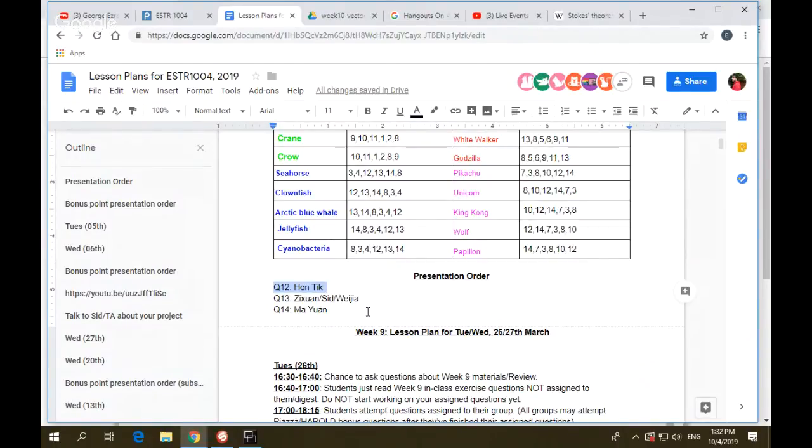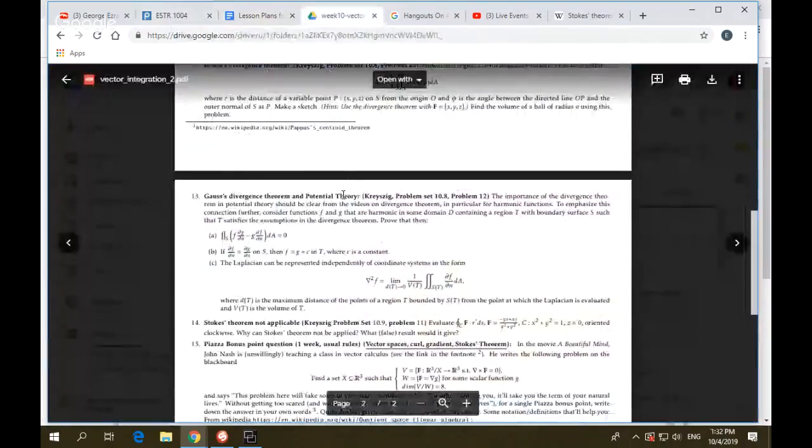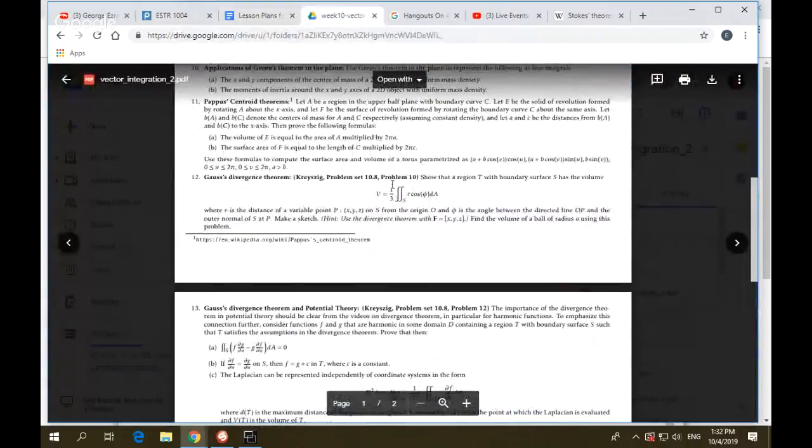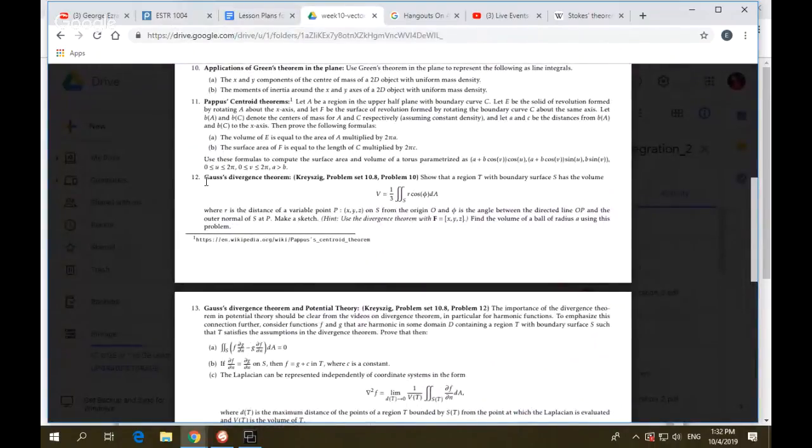Okay, very good. So question 12, if you remember, is about showing Gauss's divergence theorem, but now in polar coordinates. So the question says, there's a region T. So this is like some volume, which has a surface which is represented by S. So for example, think like the volume T is like a ball, and the surface S is like the surface area of the ball, right?